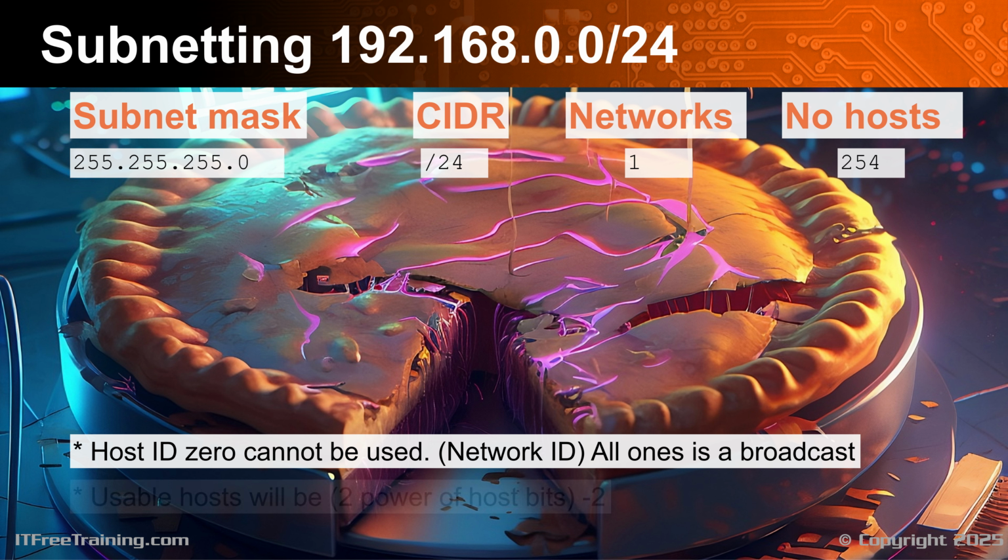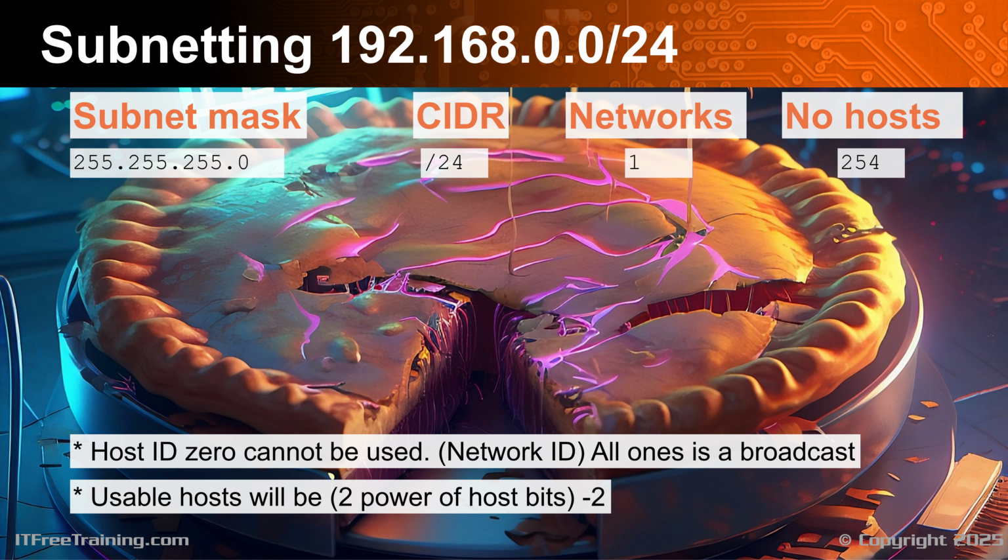To work out the number of usable hosts, raise 2 to the power of the number of bits used for hosts and subtract 2. So the network that I have been given has 24 bits allocated to the network side, which leaves 8 bits for the hosts. 2 to the power of 8 is 256. Taking 2 from this leaves 254 hosts.